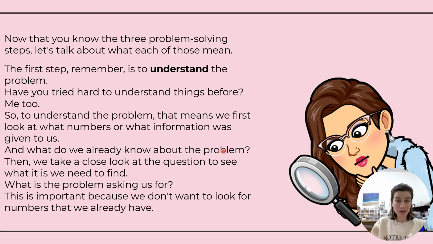Am I missing the part? Am I missing the total? And then I can decide at that point what I need to find. Do I need to find one of the parts or one of the totals? How am I going to do that? Do I need to add? Do I need to subtract? And that is all done during step 1, understand it.